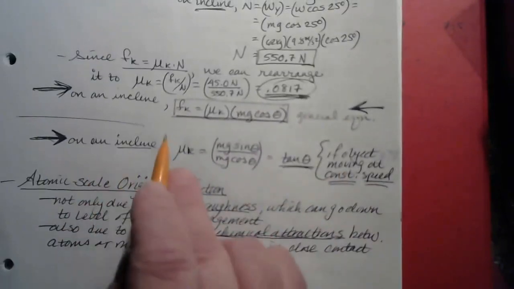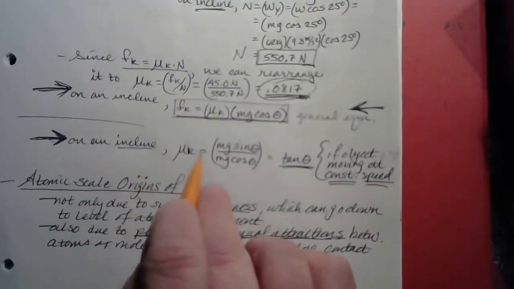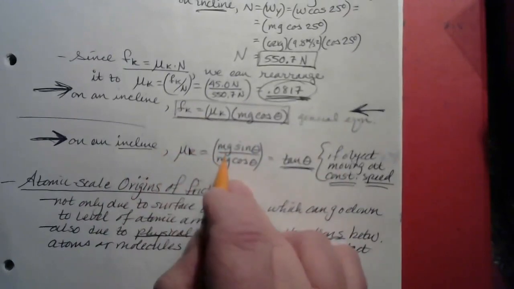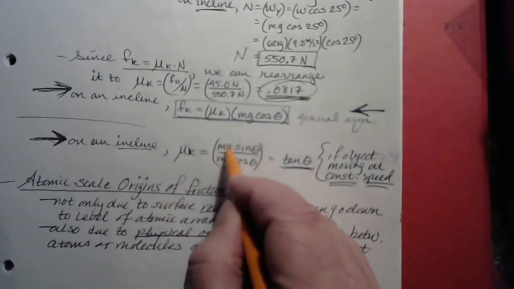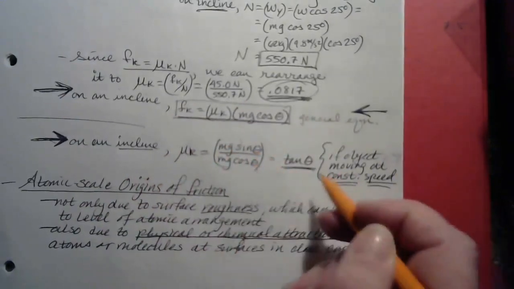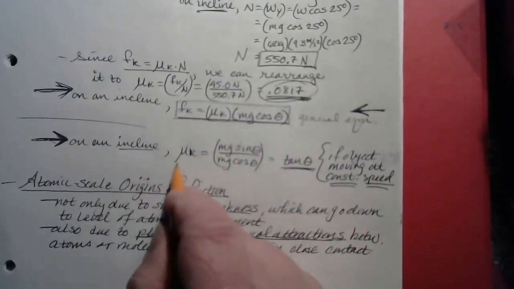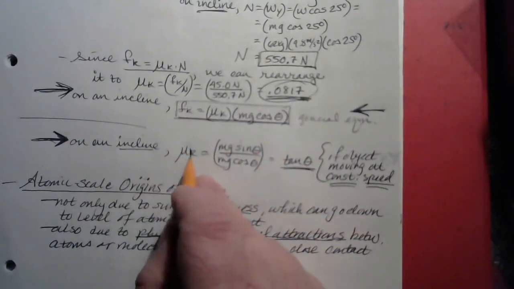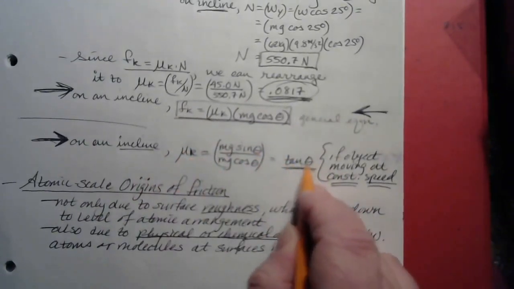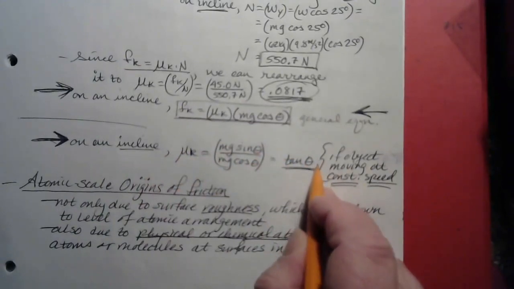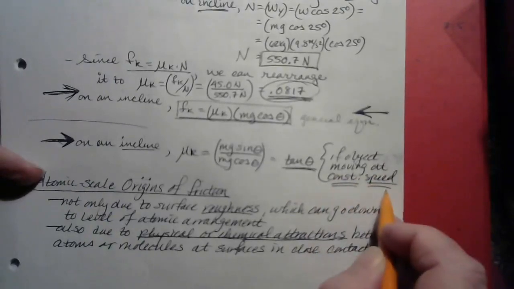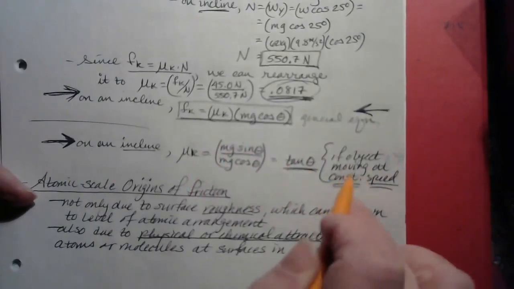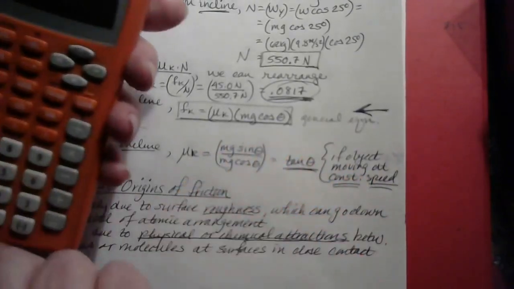Also, on any incline, the coefficient of kinetic friction is equal to mg sine theta over mg cosine theta. The mg's cancel out, of course, and sine over cosine is equal to tangent. So actually, the coefficient of kinetic friction is equal to the tangent of theta. That's if the object is moving at a constant speed, though. But you can use this on any incline as long as there's no acceleration involved.